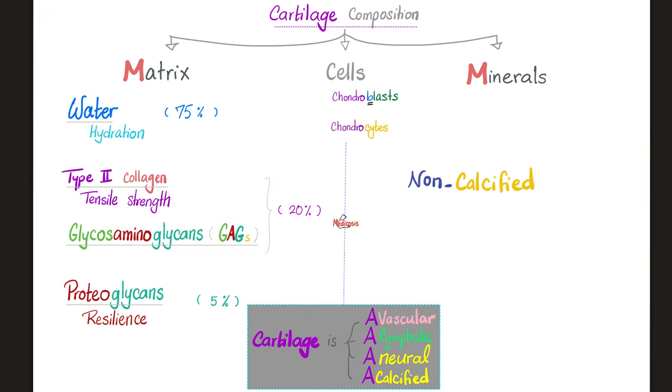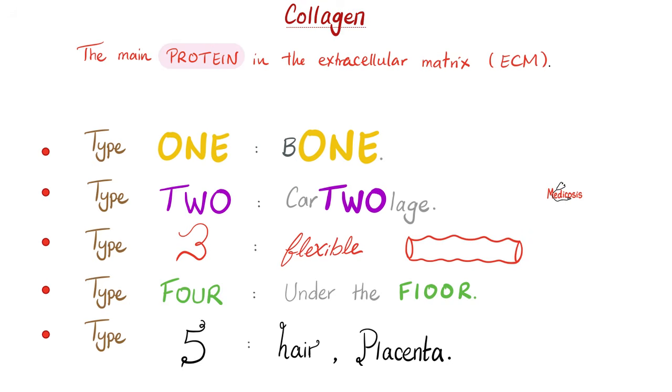The mineral in the cartilage is not calcified. Here is a cool mnemonic to remember the different types of collagen. Collagen is part of the connective tissue. Type 1 collagen is found in bone. This is the mnemonic. Type 2 is in cartilage.